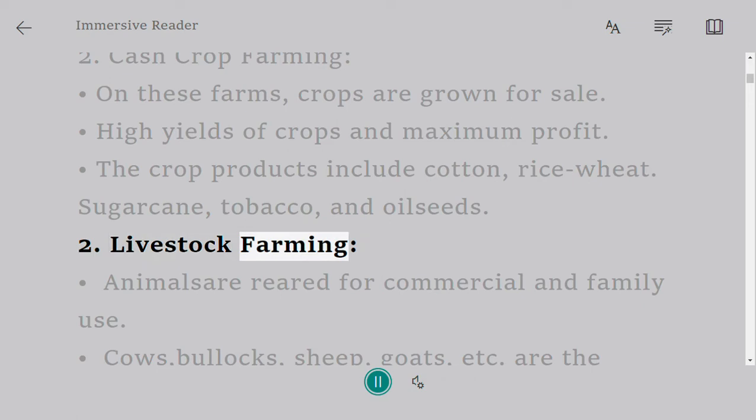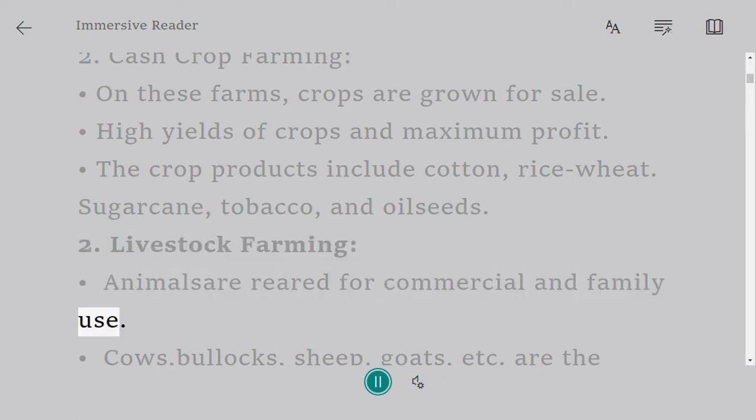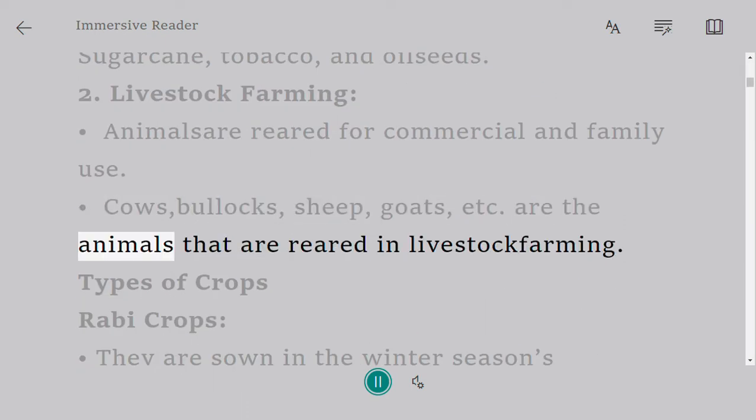3. Livestock farming. Animals are reared for commercial and family use. Cows, bullocks, sheep, goats, etc. are the animals that are reared in livestock farming.